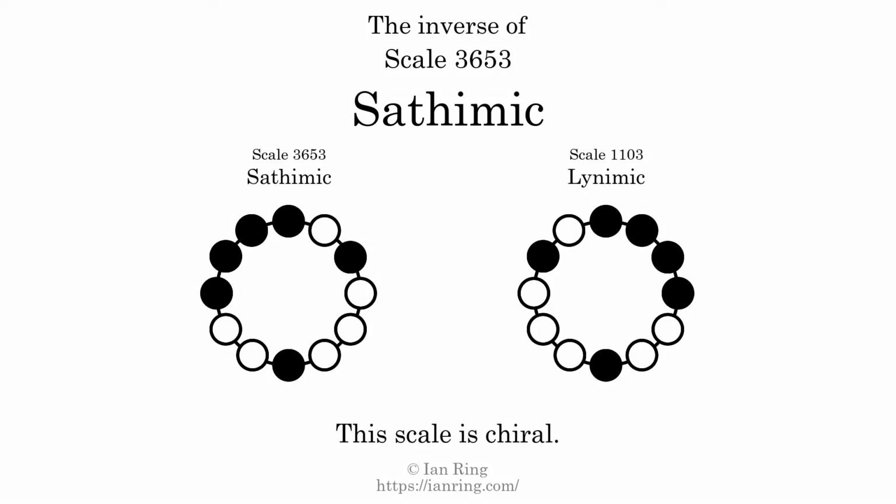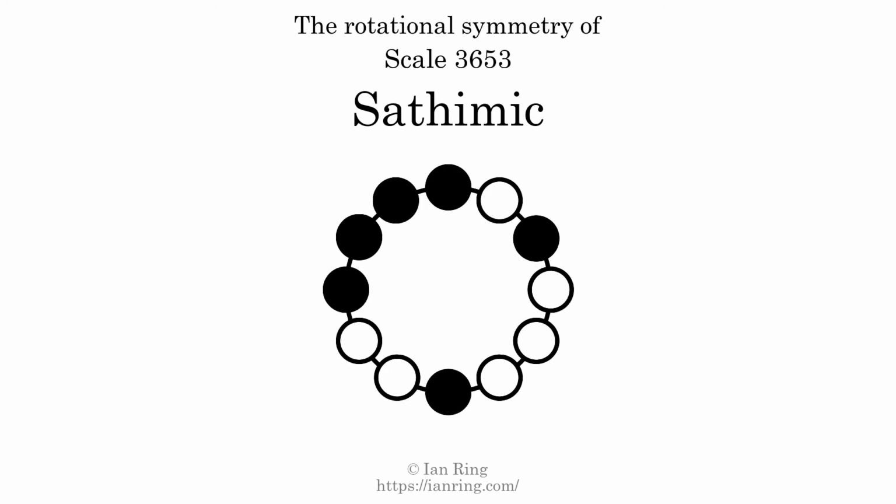The inverse of a scale is a mirror image. It is what you get when the sequence of intervals is reversed. The inverse of this scale is scale 1103, also known as lineamic. This scale is chiral. It cannot transform into its inverse by rotational transformation. This scale has no rotational symmetry.